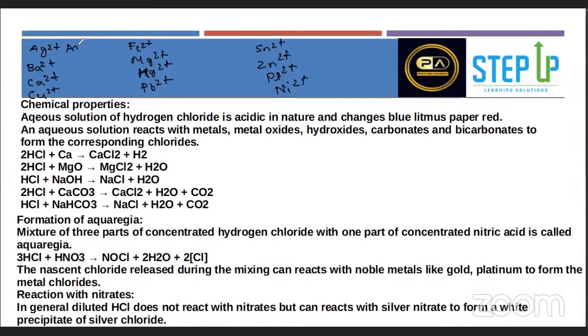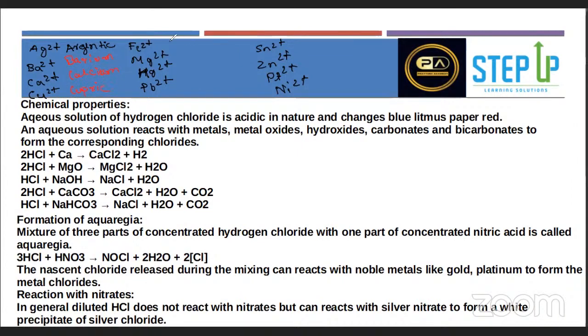Then plus 2 is argentic. The bigger one will end with ic, so argentic. Ba2+ doesn't have any special name; it will stay as barium. Calcium will stay as calcium. For copper, we have already written cuprous, and the bigger one is written as cupric.